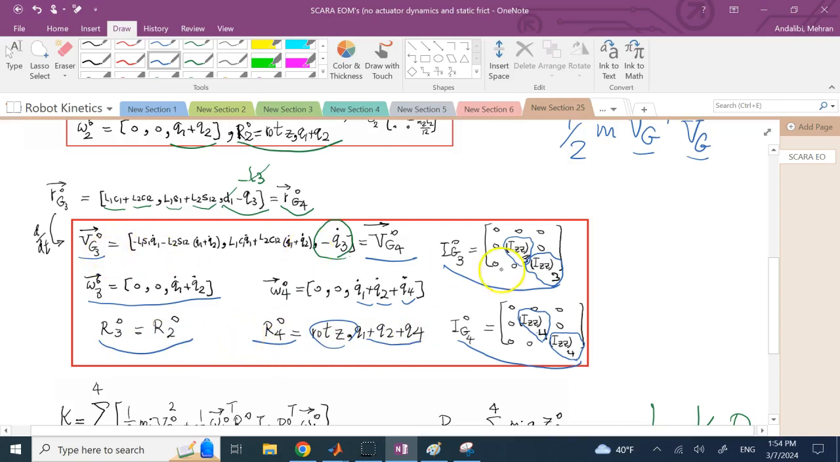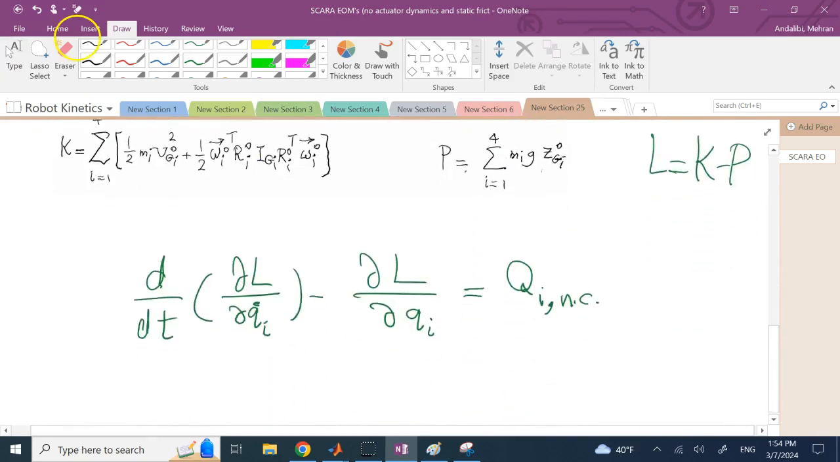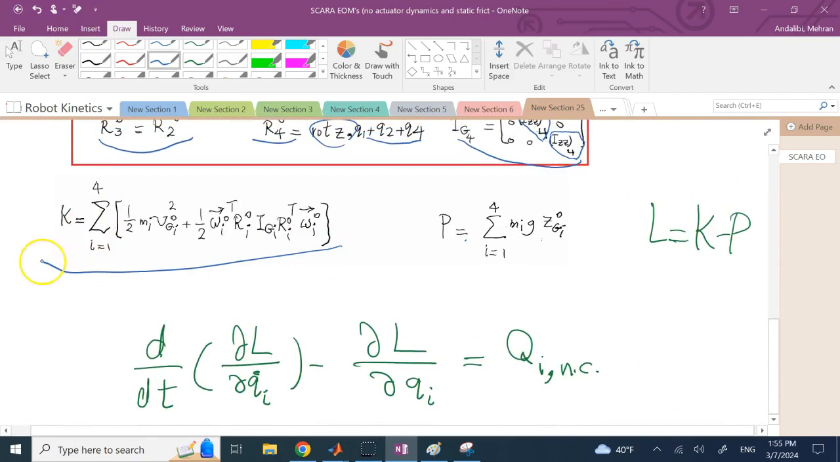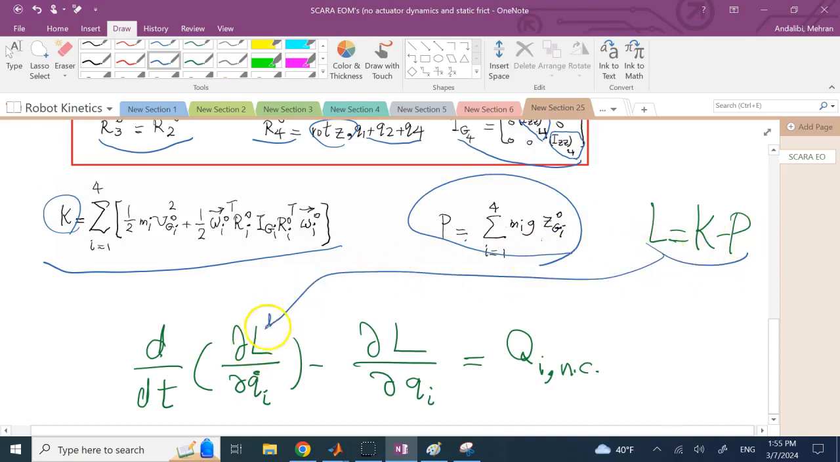So now I have all of the v's, all of the omegas, all of the r's, and all of the I's figured out. So all I need is to plug them into this relation to find K and to find P, subtract them to get L, plug them here, and get these partials, right?